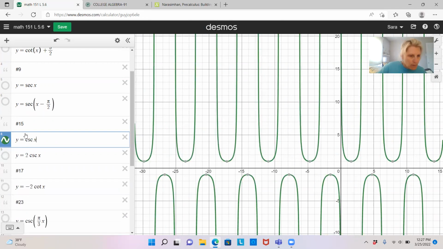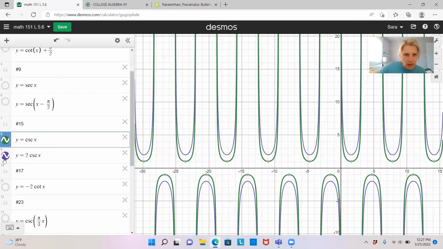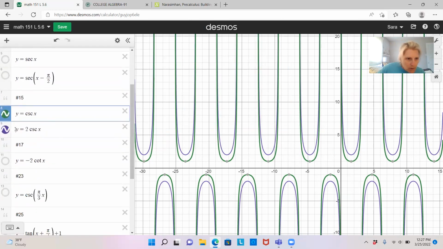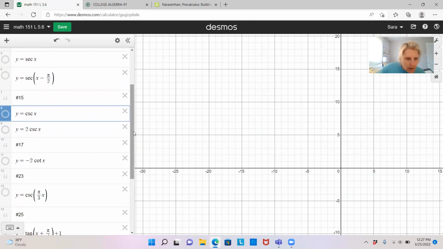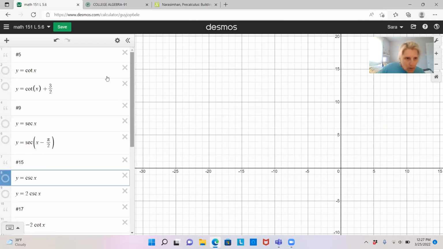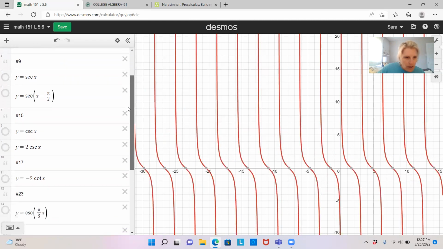And then you can see in number 15, it says 2 times the cosecant. So that's going to be a vertical stretch in purple. And you can see where it gets vertically skinnier and up. Okay, so we've looked at cotangent. So I'm going to turn these off, and I'm going to go up and click on the cotangent again. I'm going to turn that on in red.